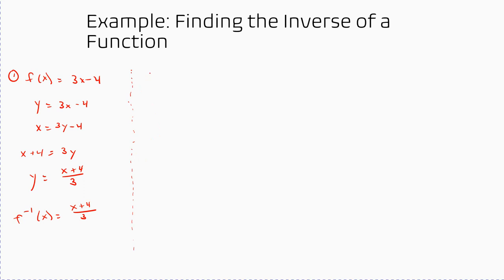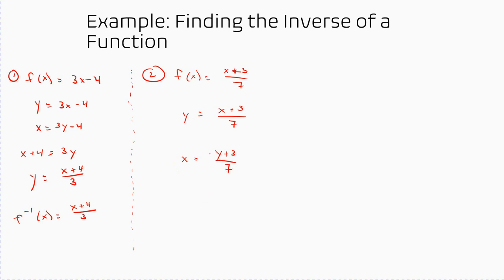All right, let's try this one. Let's look at f of x is equal to x plus 3 divided by 7. Okay, first thing, we write f of x as y. Interchange, boom, boom, boom, switch them up. So it goes x is equal to y plus 3 divided by 7.